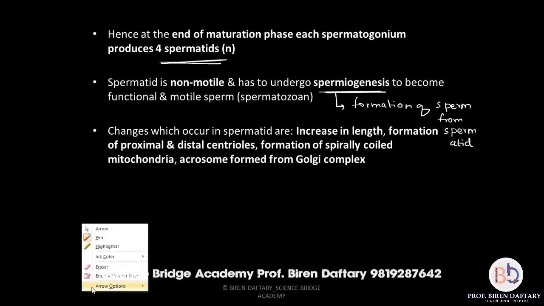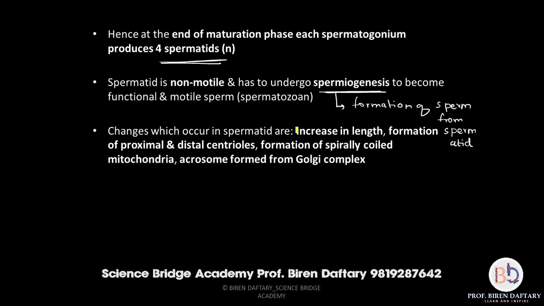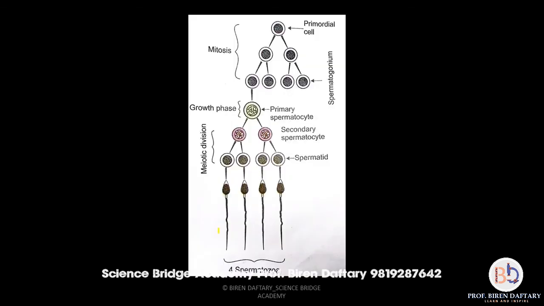Each of these changes is very important for the formation of a fully formed sperm: length of the sperm, formation of proximal and distal centrioles, formation of spirally coiled mitochondria, and finally the acrosome, that is in the head, formed from the Golgi complex. Now we will have a look at the chart that is given in your textbook. That is the same diagram that I have drawn. So you can see the three phases: the multiplication phase, growth phase, and the maturation phase.